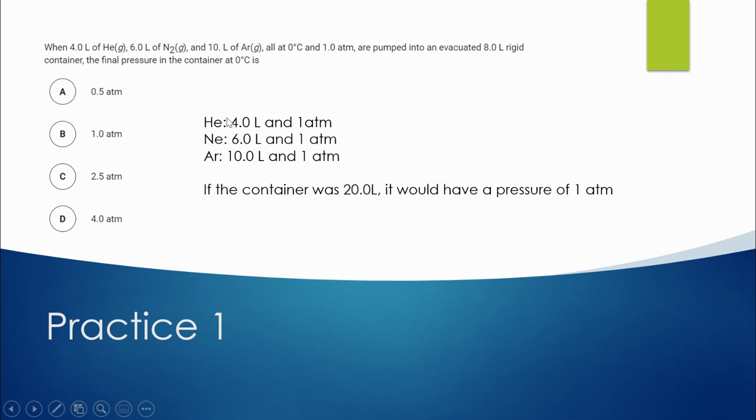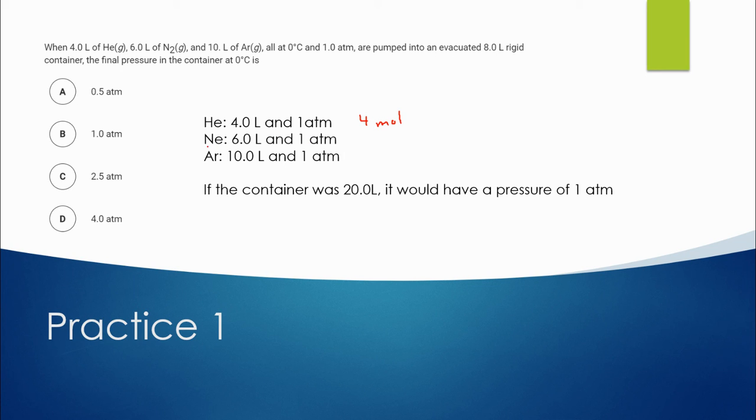So if the container was 20 liters, if we added all these together, it would have a pressure of 1 atm, because the helium would be 4 out of that 20. So let's say, to put this another way, let's say to get this pressure, we have 4 moles of helium.